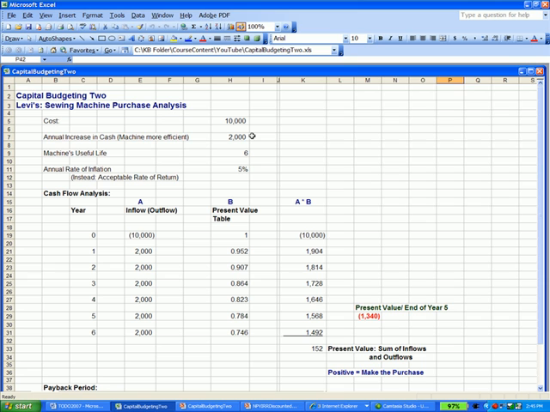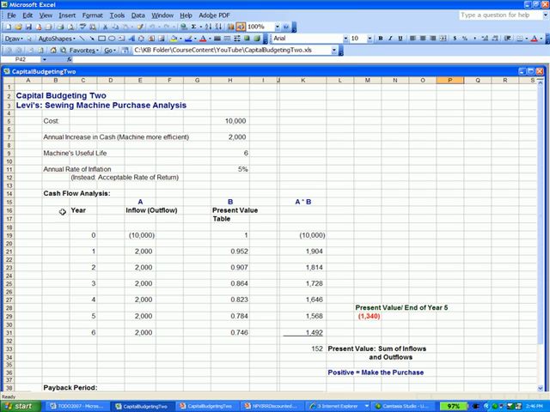Because we're operating more efficiently, we're sewing jeans faster and being more profitable, we're going to assume that we're going to have a cash inflow each year of $2,000. And we're going to use the machine over 6 years, so it's going to produce $2,000 a year for 6 years. And we'll assume our inflation rate, and we defined inflation in the first video, is 5%. Now later on we're going to talk about an acceptable rate of return, but for now we're going to refer to it as the inflation rate.